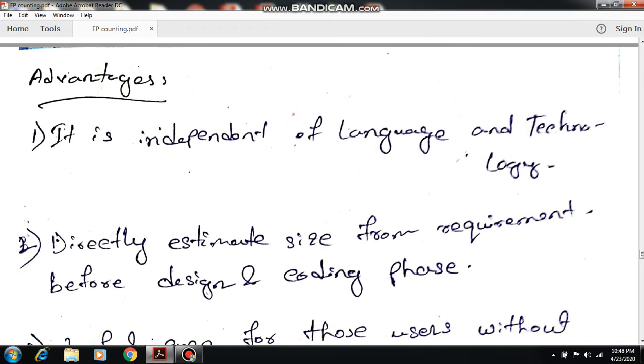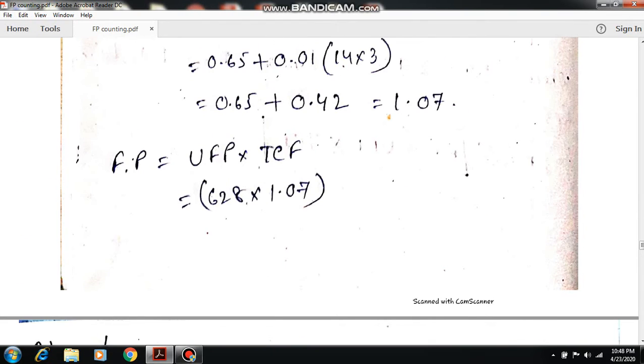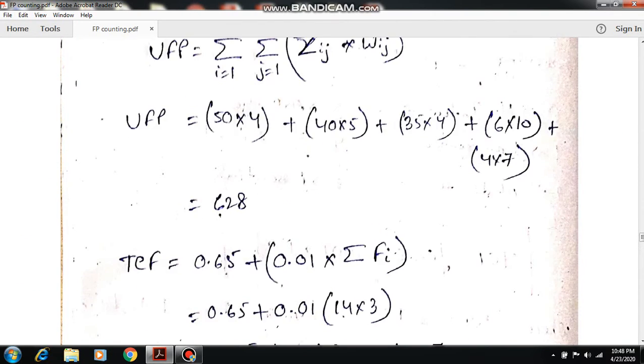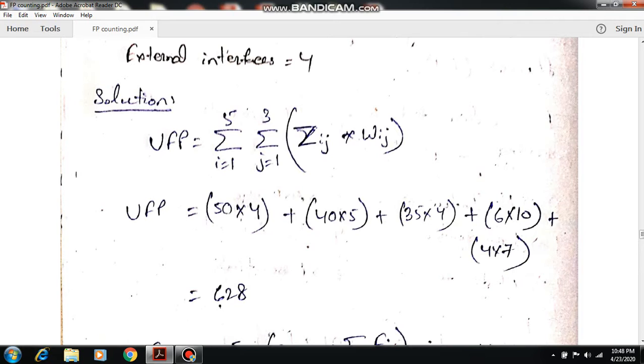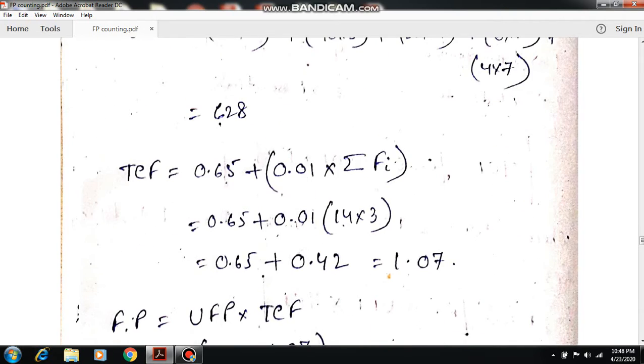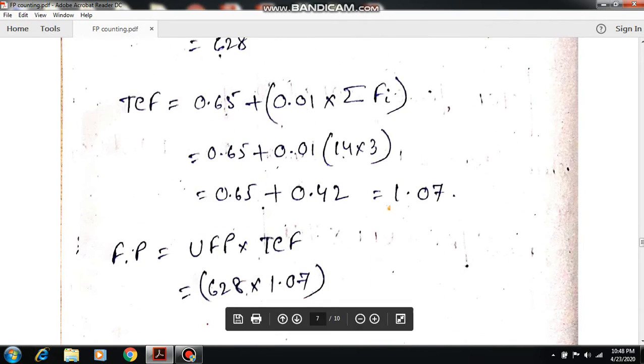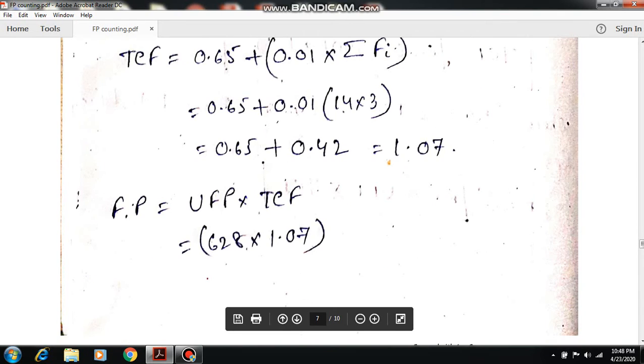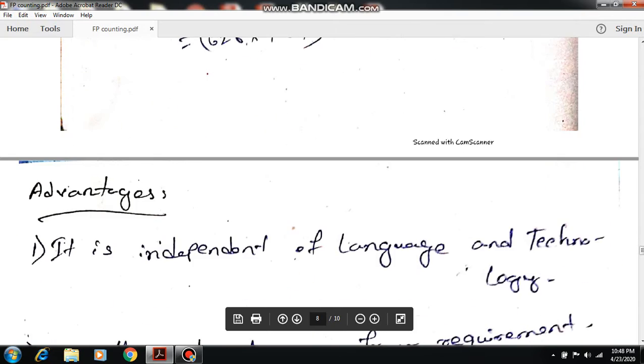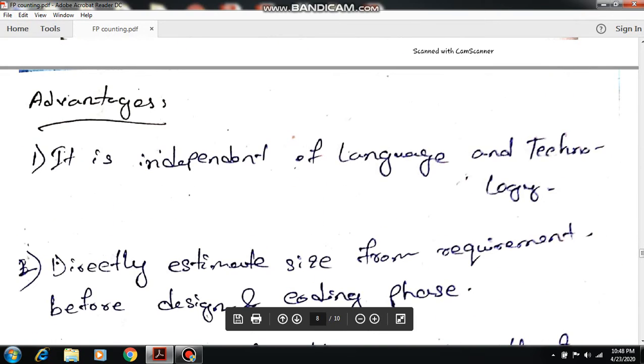Now see the advantage of the AP calculation. So before the AP calculation, just go through the sum problem. We first calculate the UFP, then calculate the TCF, and the final AP is UFP multiplied by TCF. Whatever the value is, that is your function point value. Now the advantage, it is an obvious thing.